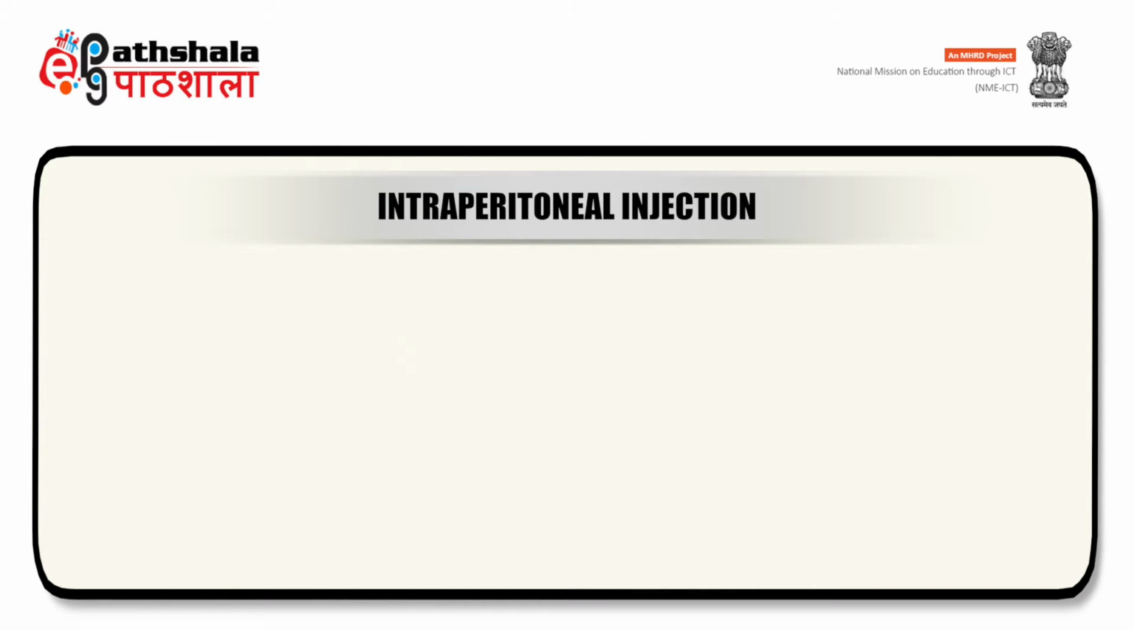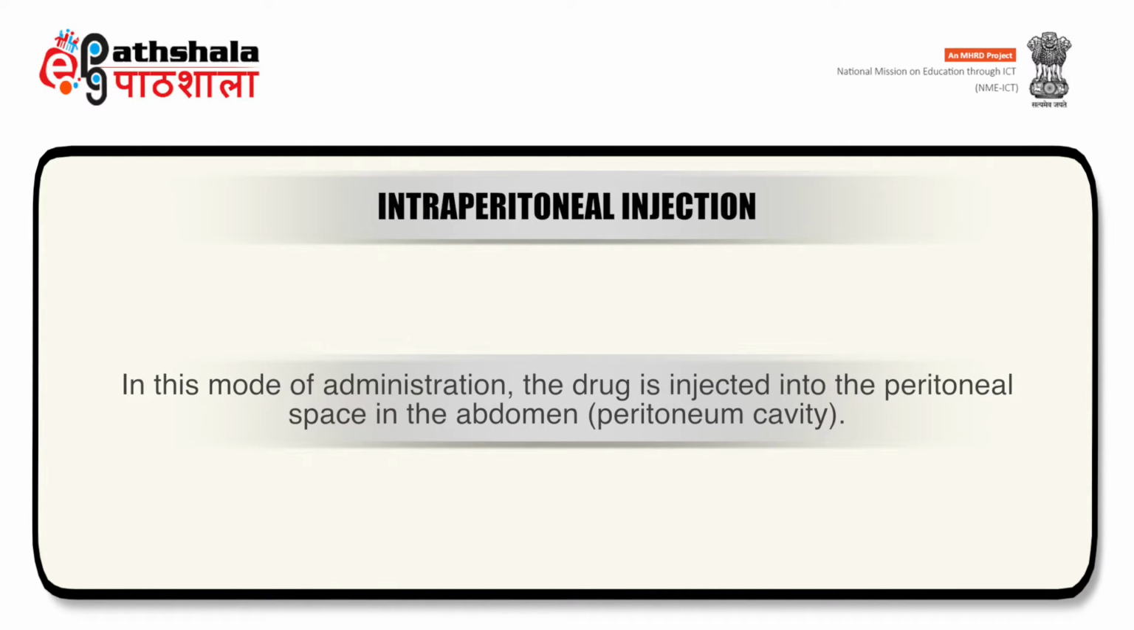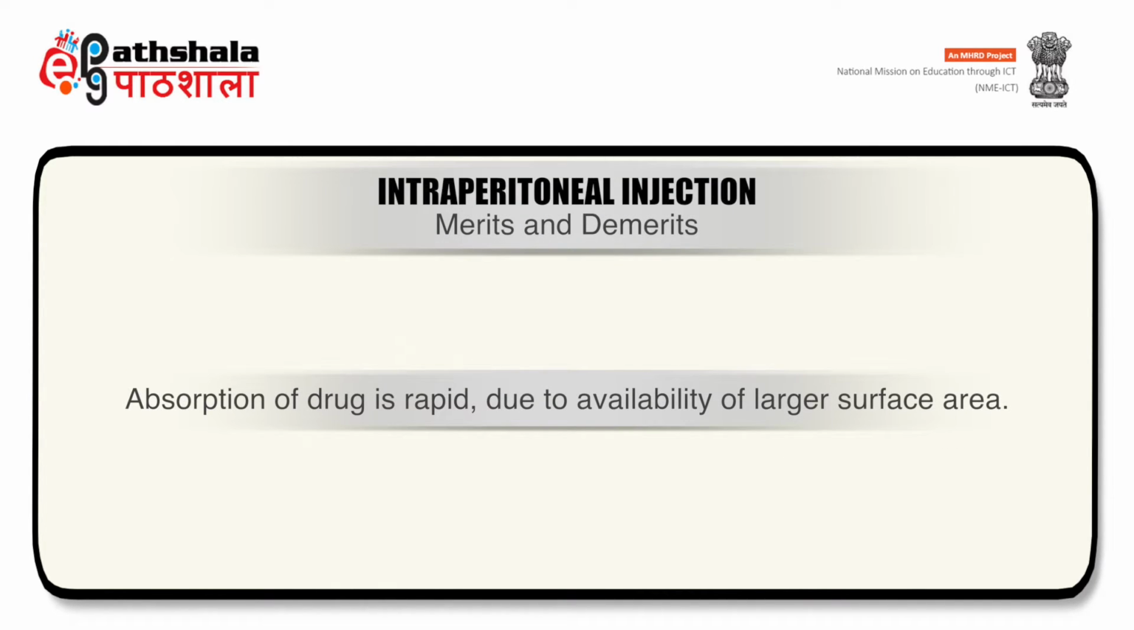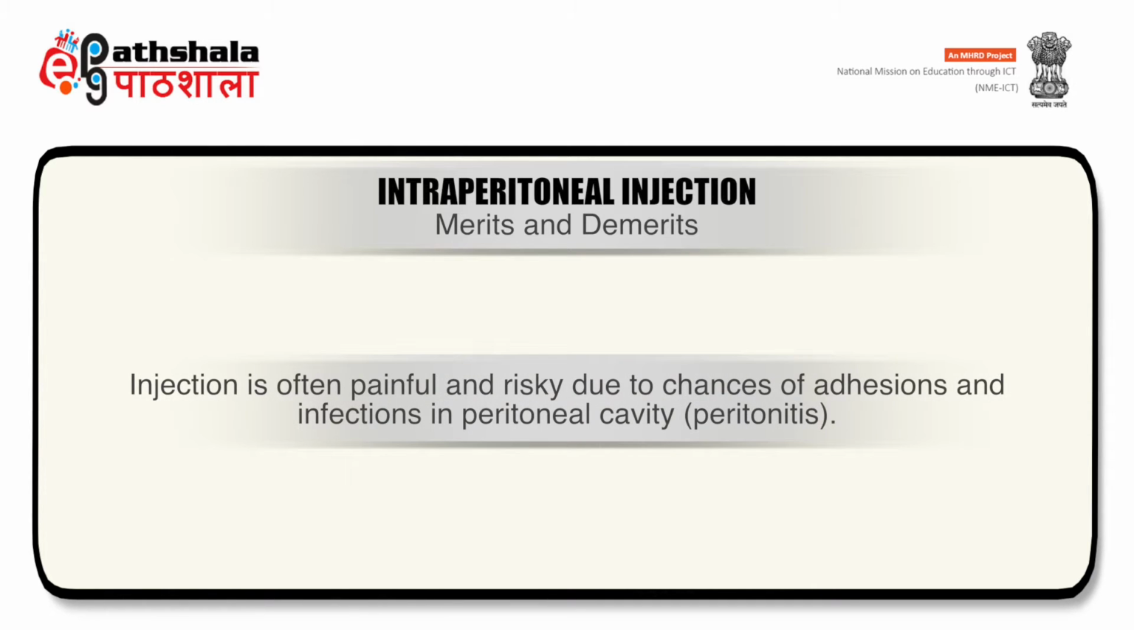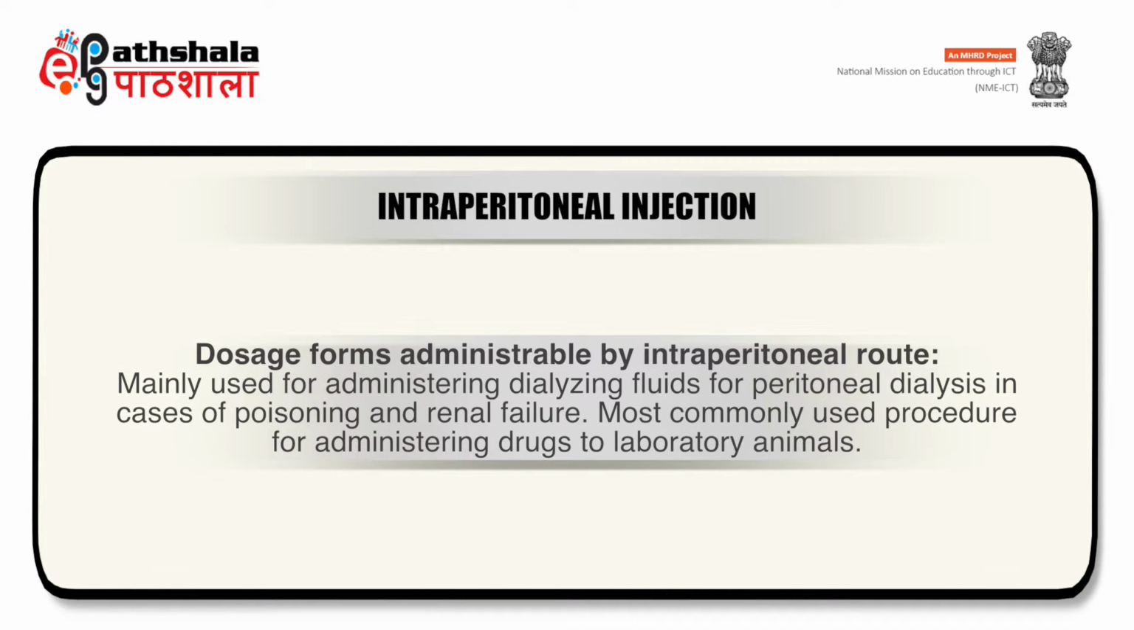Now, intraperitoneal injection. In this mode of administration, the drug is injected into peritoneal cavity in the abdomen. The merit of this route include absorption of drug is rapid due to availability of larger surface area, while demerit is that aseptic conditions are required. Injection is often painful, risky due to chances of adhesion and infection in the peritoneal cavity. Dosage forms administrable by intraperitoneal route are mainly used for administering dialyzing fluid for peritoneal dialysis in cases of poisoning and also in cases of renal failure. It is the most commonly used procedure for administering the drugs to the laboratory animals.